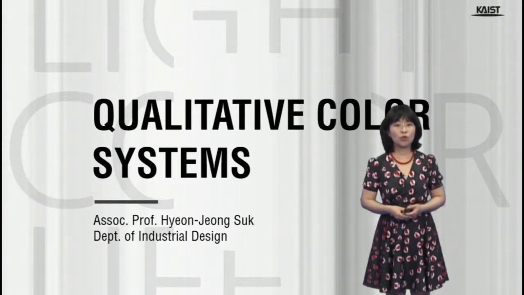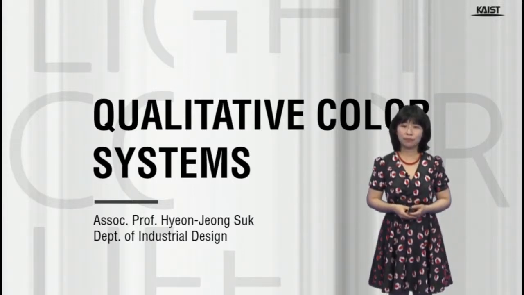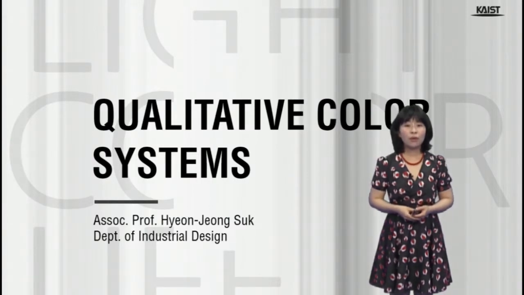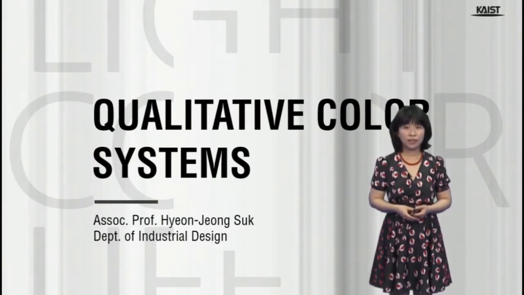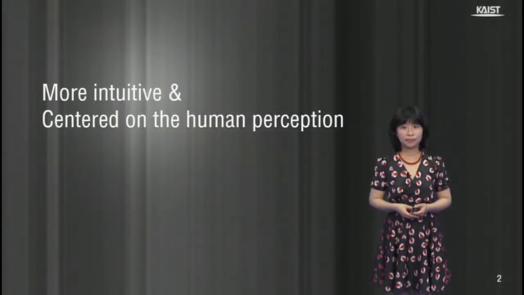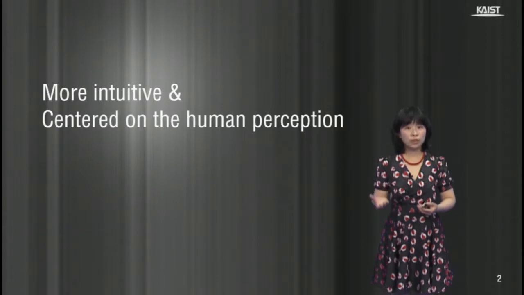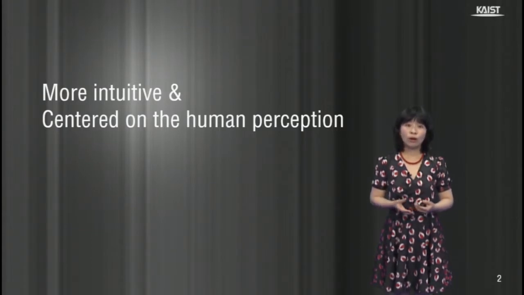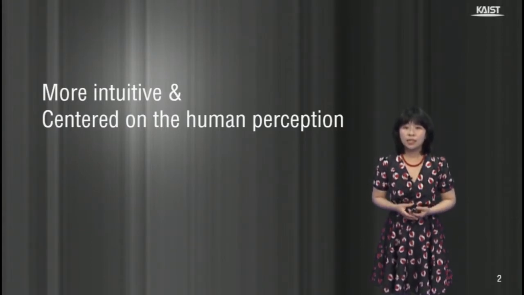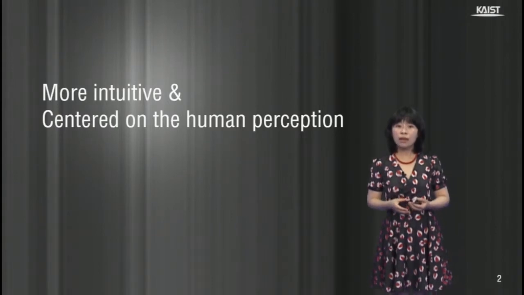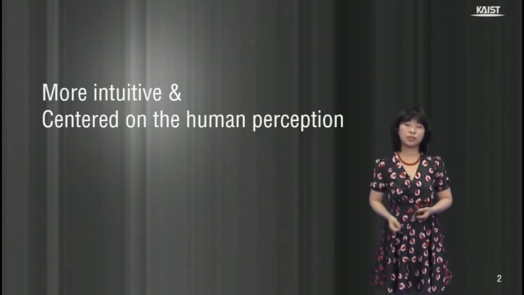This is the second story about the color system. In this video lecture, I will introduce you to some qualitative color systems. I categorize them as qualitative color systems because with these systems, you can communicate the color information more intuitively. And more fundamentally, these systems have been developed mainly following human perception.